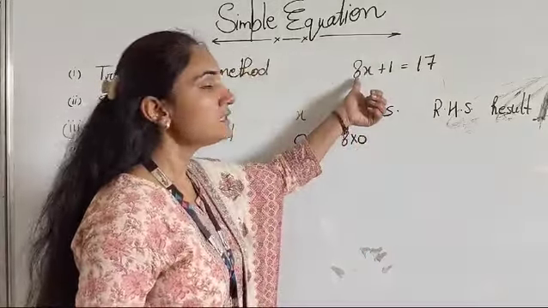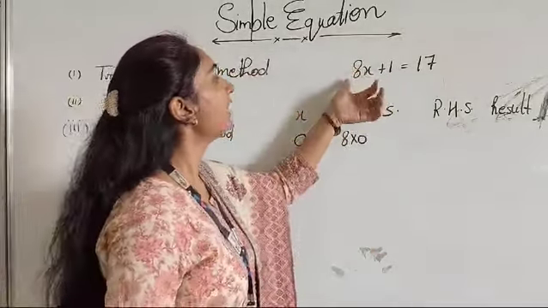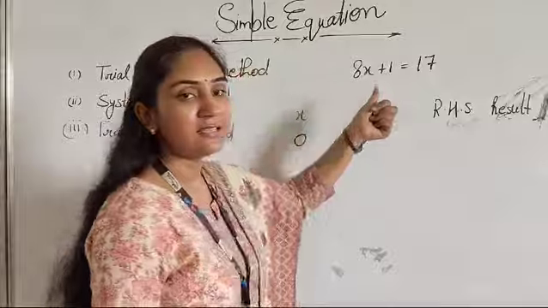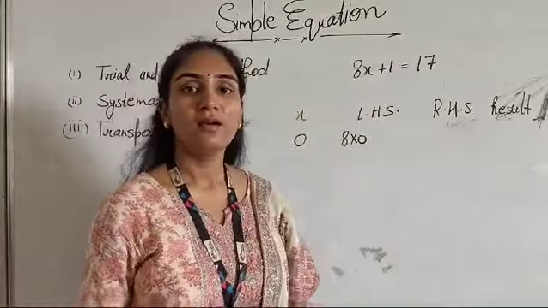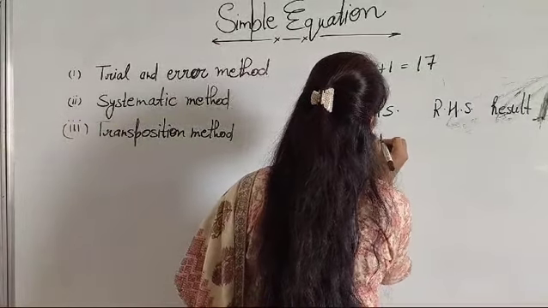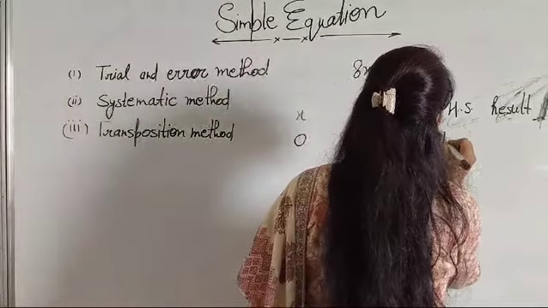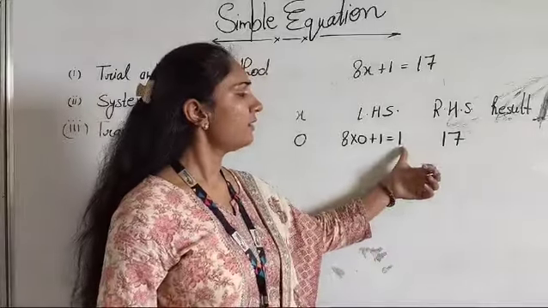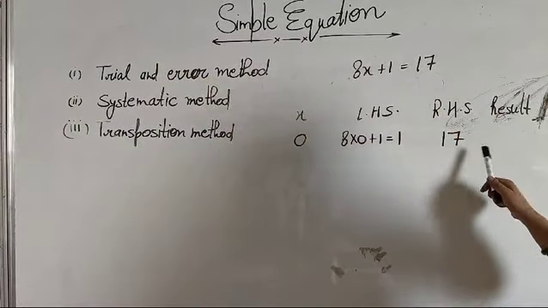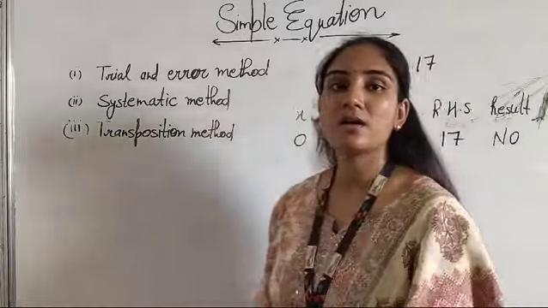Fine. So put the value 8 multiply 0. In between this value, this coefficient, because it comes before the variable, it is the coefficient of x. In between 8 and x there is no sign, so that means there is always multiply. So 8 multiply 0 plus 1. What will be the value? 0 plus 1, 1. And 17. Is 1 equal to 17? No. So result is no, because left hand side is not equal to right hand side.